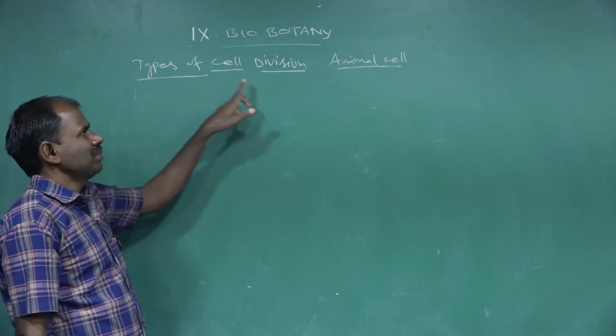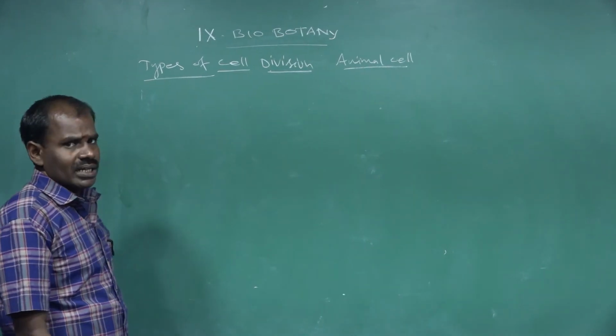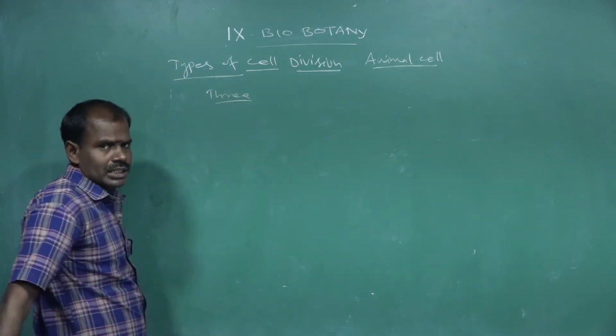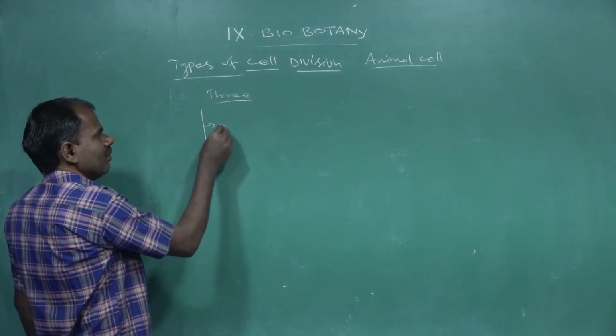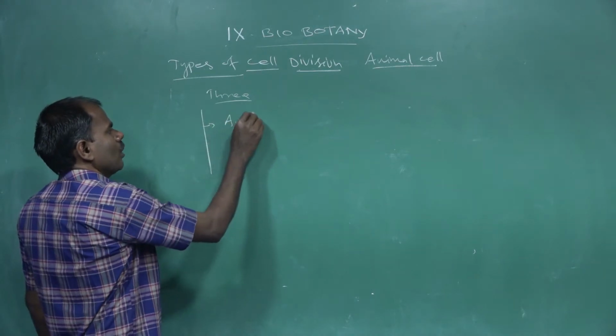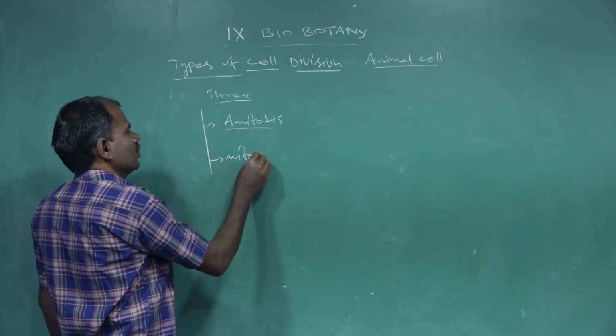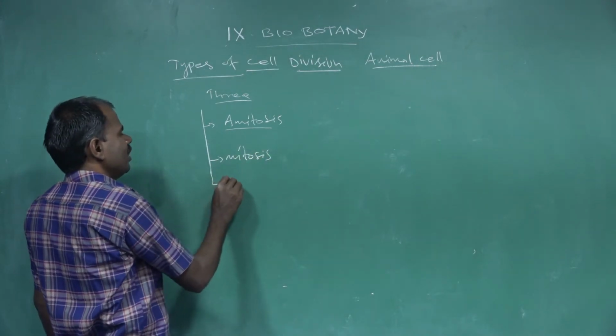The topic is types of cell division in animal cells. There are three types of cell division that occur in animal cells. The first one is amitosis, the second is mitosis, and the third one is meiosis.